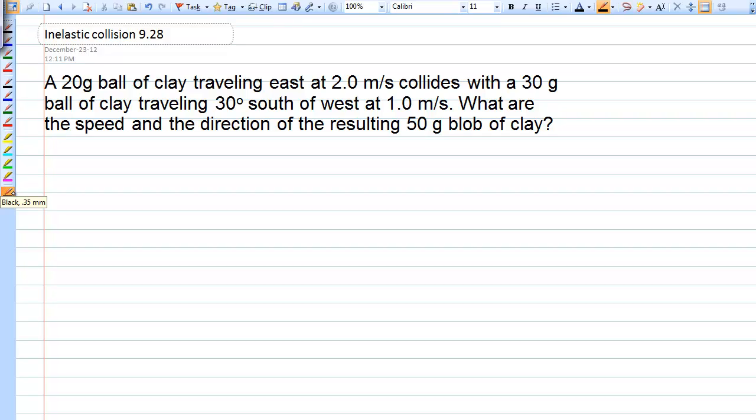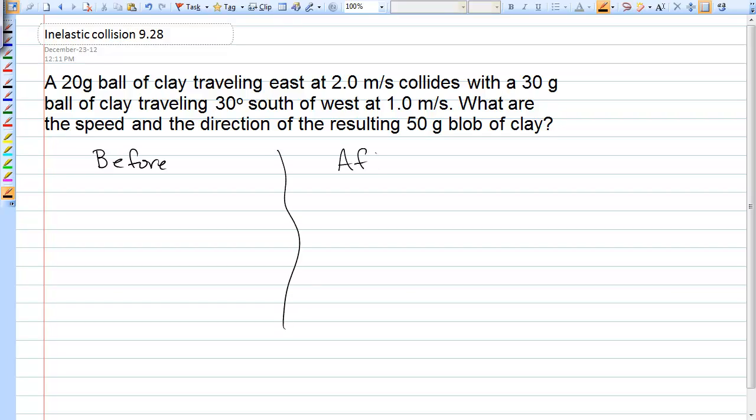This is a conservation of momentum problem. We have two balls of clay that stick together and travel off as one blob of clay after the collision. So we'll do a before and after. And this is called a perfectly inelastic collision because they stick together.